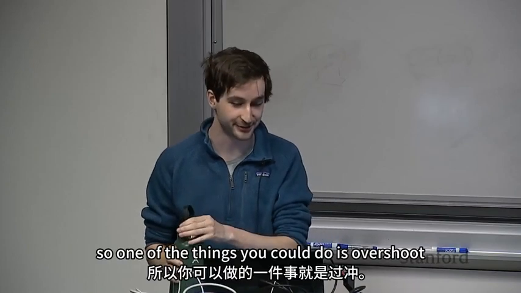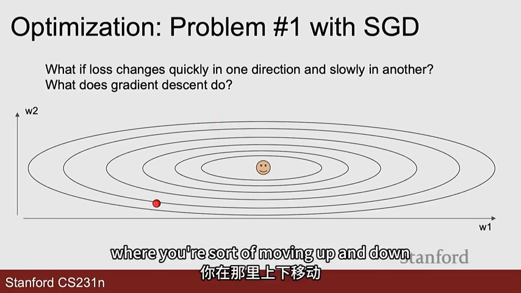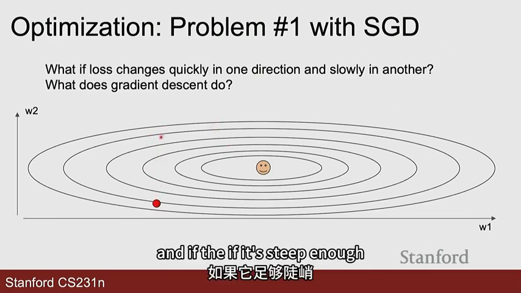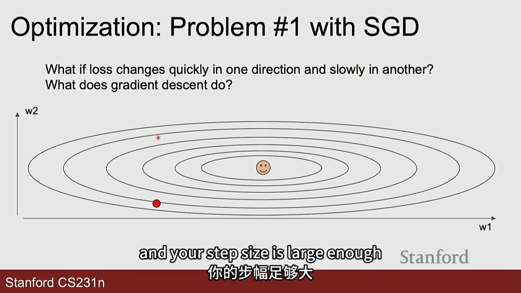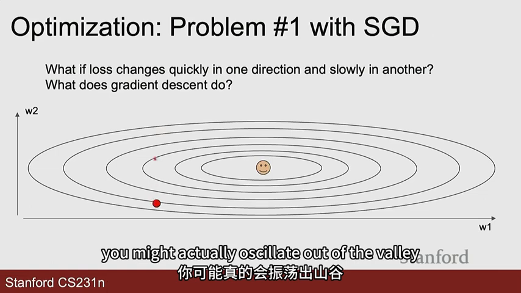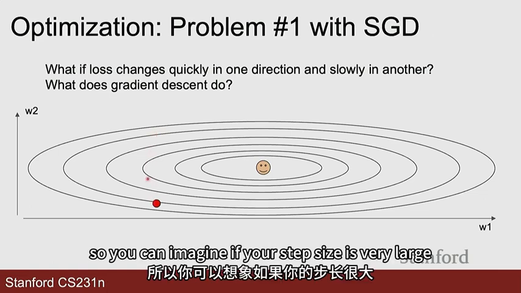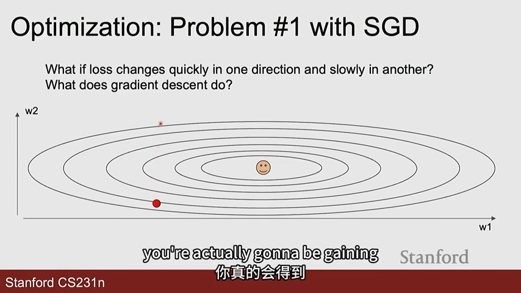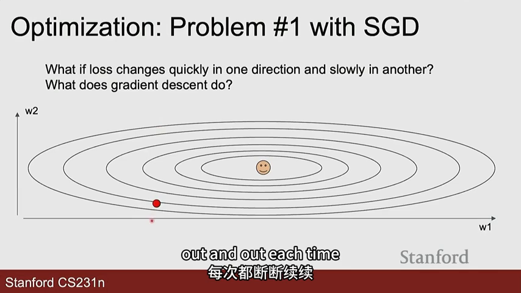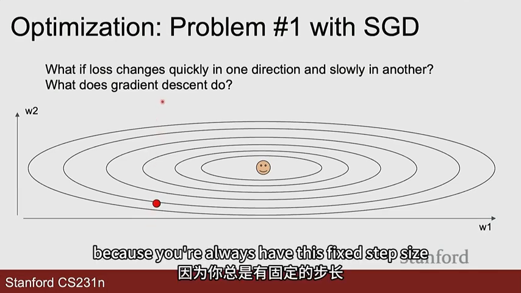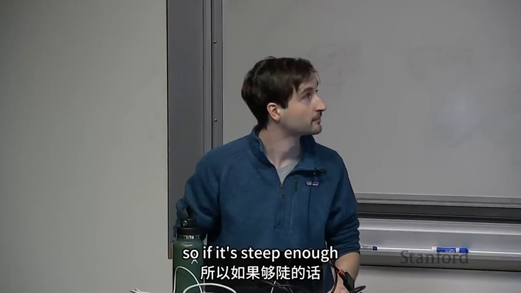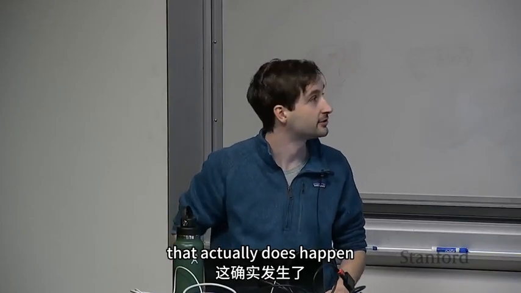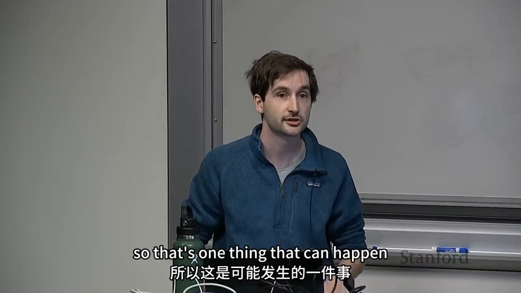Yeah, so one of the things that could happen is overshooting, where you're moving up and down along this direction. If it's steep enough and your step size is large enough, you might actually oscillate out of the valley. You can imagine if your step size is very large and this is really steep, you're going to be moving further out each time, because you always have this fixed step size. So if it's steep enough, you could just bounce out of the valley. That does happen if your learning rate is too large. So that's one thing that can happen.